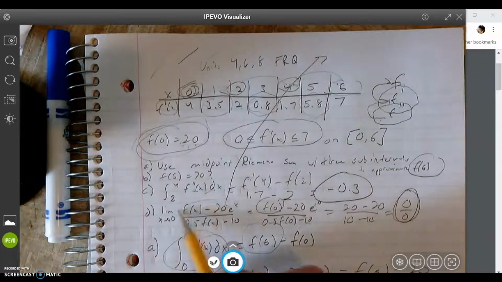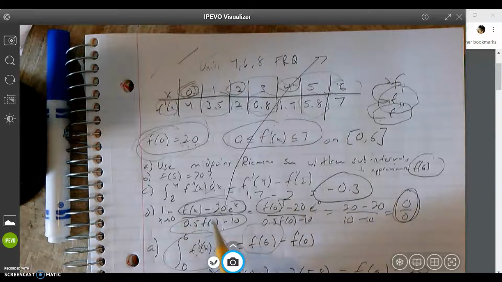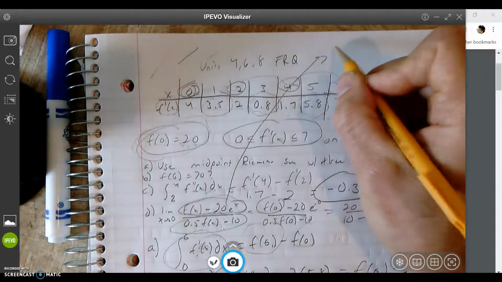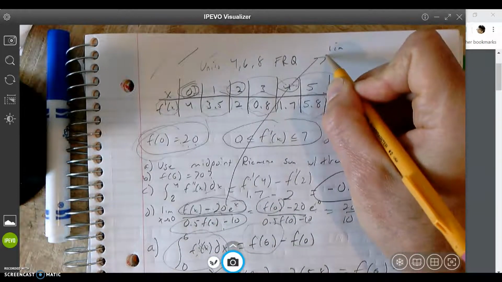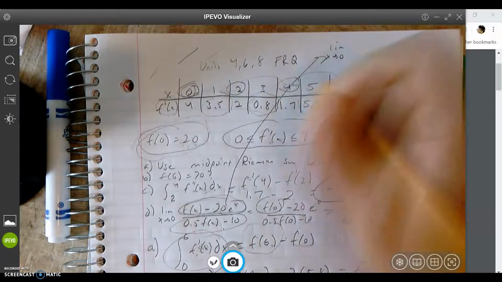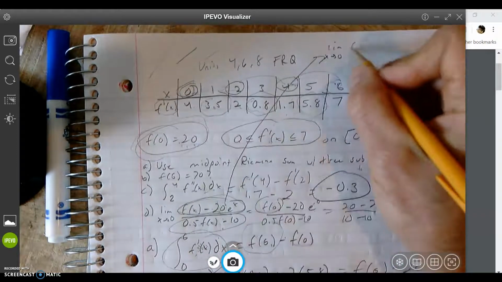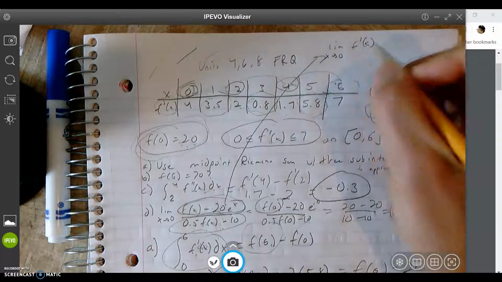So this is not a quotient rule. You don't use the quotient rule when you're using L'Hopital's rule. You find the derivative of the numerator and the denominator as they're separate, okay? So it's not quotient rule. So it's the limit as x approaches 0. The derivative of the numerator is f prime of x.